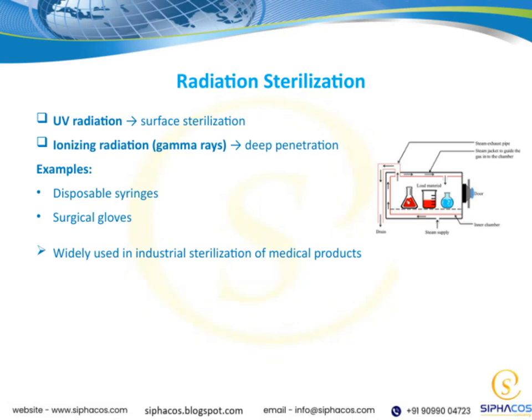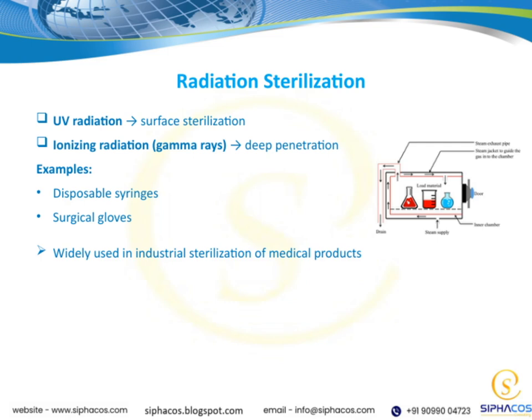Let's talk about radiation sterilization. UV radiation is primarily used for surface sterilization, meaning it's effective for disinfecting the outer surfaces of items. On the other hand, ionizing radiation, such as gamma rays, has a much deeper penetration ability, allowing it to sterilize the interior parts of products.